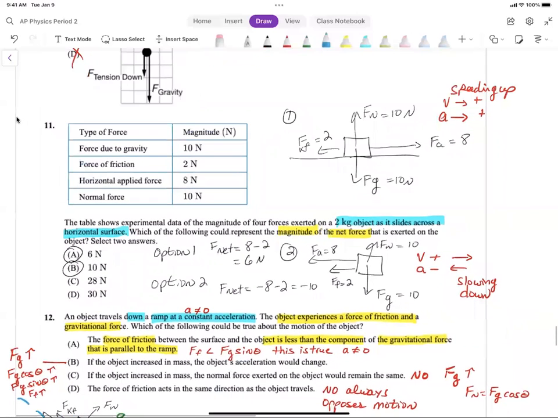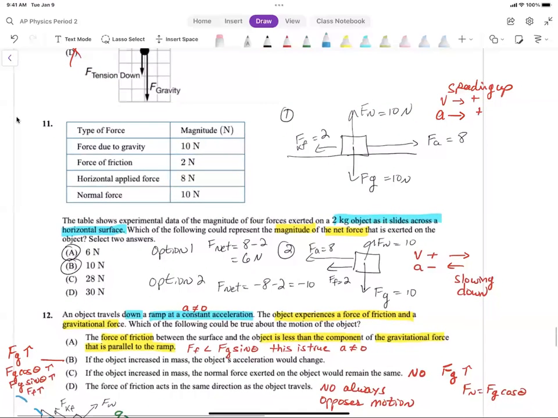At first, when I looked at this, I was confused when they told me that there were 2 answers. They stumped me for a nanosecond, and then I got it. Okay, so I have this information. They don't tell me anything about what the block is doing. They tell me there's a force of gravity, force of friction, force applied, and a normal force. And they ask which of the following could represent the net force that's exerted on the object.